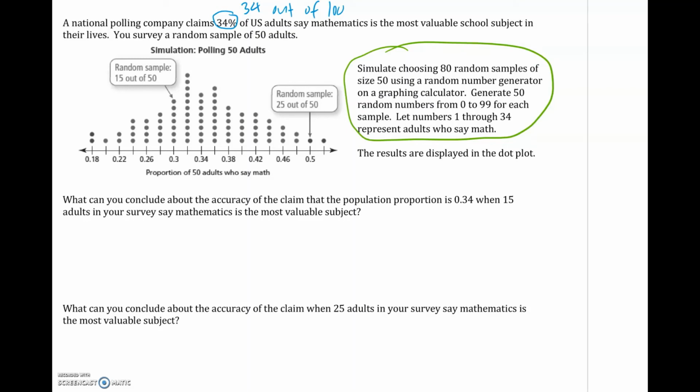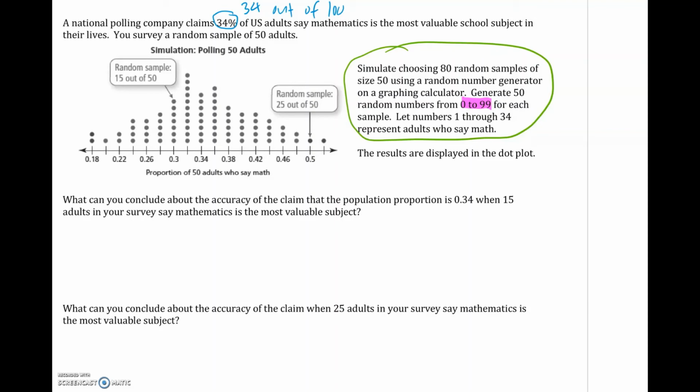This person decided to pick 0 to 99 to get a total of 100 numbers, saying 1 to 34 said yes, math is the most valuable, and then 0 and 35 to 99 said no. You could have done 1 to 34 and then 35 to 100. It doesn't matter. You just need to have 100 numbers, if that makes sense.